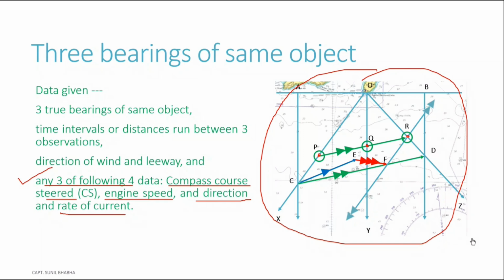This is the data which is available. And what we are required to find is the course made good by the ship and the position of the ship at all the three times. Let's now move on to the chart and see how this question is done.